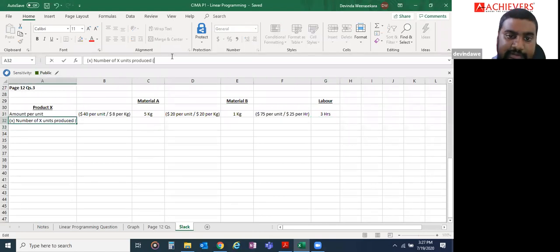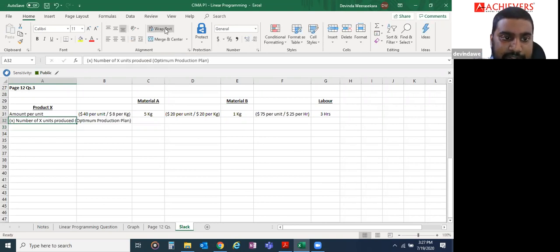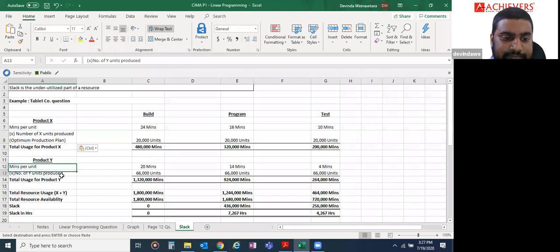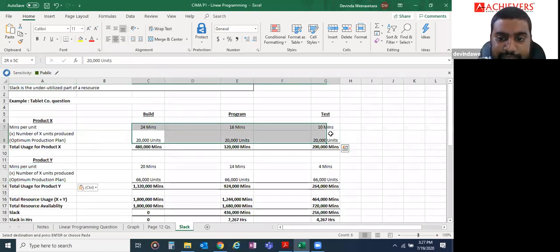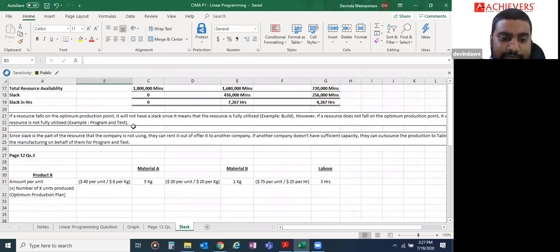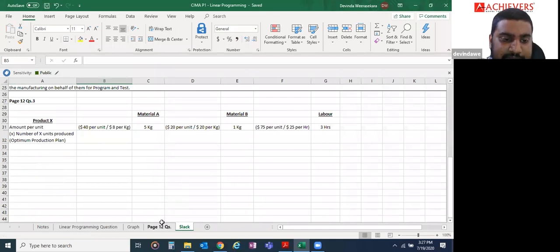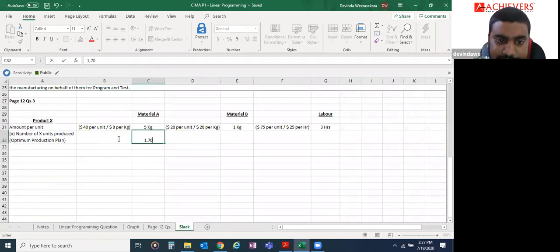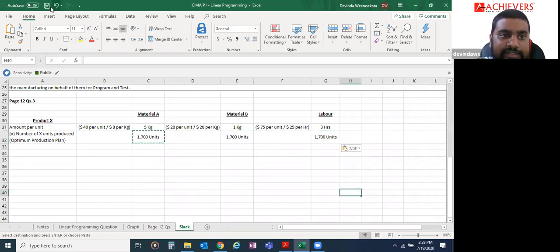So here, like I said, let me put it in writing also. Optimum production plan. Right. So how many units of X are we going to produce? Last week we solved the question and got the optimum point. What is the optimum point? 1700 units of X. This we did last week. 1700 units.